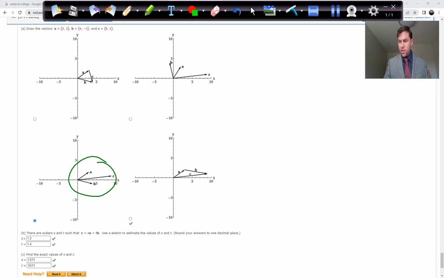Okay, so here's how we're going to set this up. We're multiplying the A vector by S. So we get 3S plus, we're multiplying the B vector by T. So we're going to get 4T. That has to equal, so what I've done here is the X components of each vector. That has to equal the X component of C, which is 9. And we're going to call that equation 1.